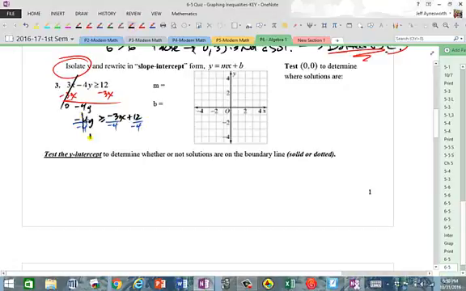And so what do you get? You get y is less than or equal to. Notice the switch from less than or equal to greater than or equal to, because you got to switch the inequality when you divide by negative.